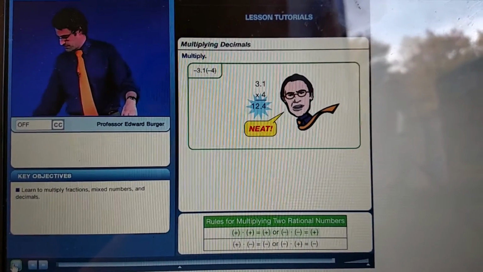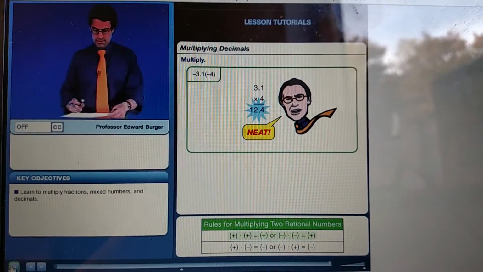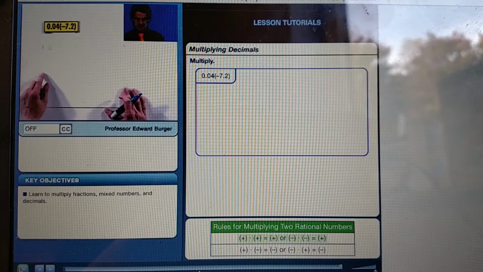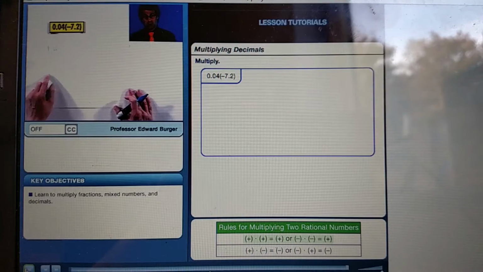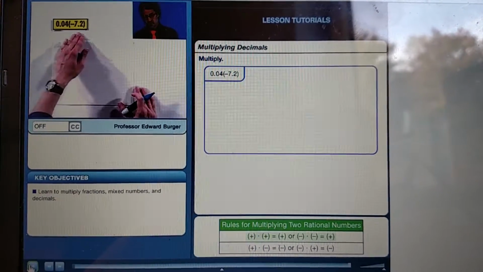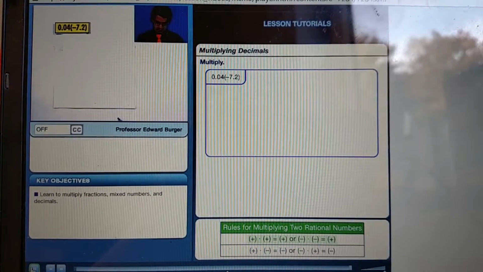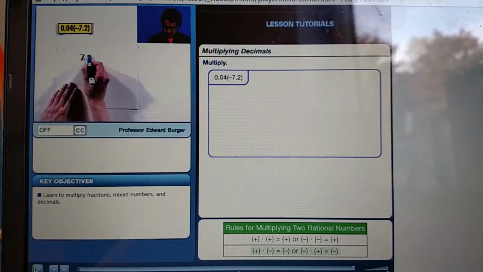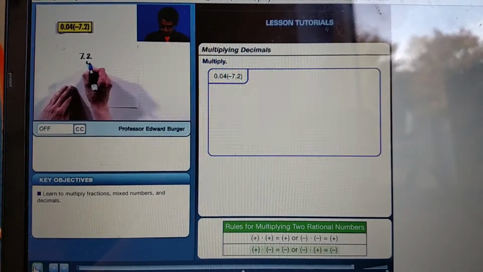Neat. Let's try another one. How about 0.04 times negative 7.2? Well, what's the answer going to be? The answer is going to be negative because I've got a positive times a negative. They're opposite signs, so therefore the final answer will be negative. So now let's just compute the product part. It's going to be 7.2, and then I've got this other number.